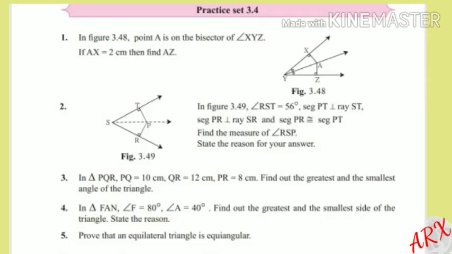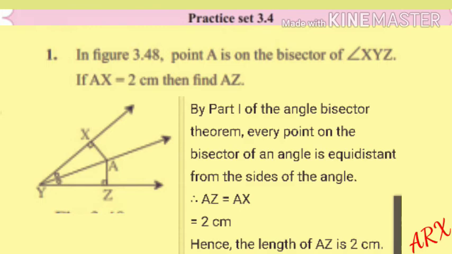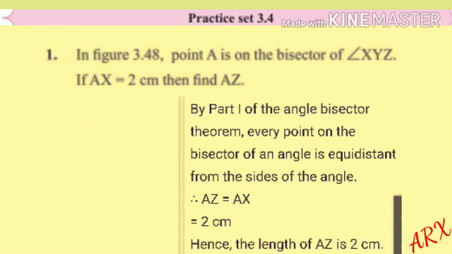Now we will move on to practice set 3.4. Question number first. In figure, point A is on the bisector of angle XYZ. If AX equal to 2 cm, then find AZ. By part first of the angle bisector theorem, every point on the bisector of an angle is equidistant from the sides of the angle. Therefore, AZ equal to AX. Therefore, AZ equal to 2 cm.